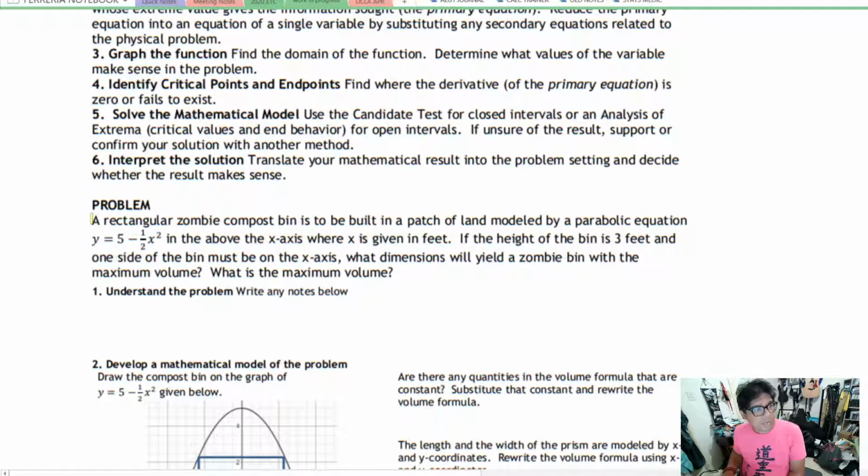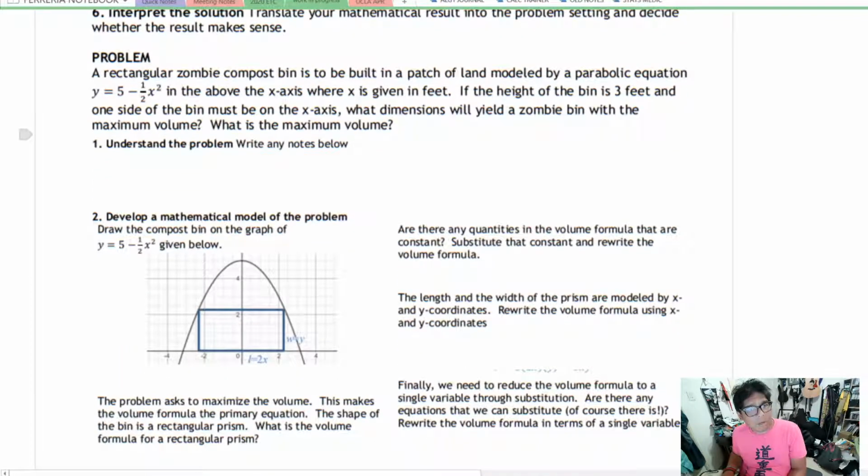Here's the idea. The rectangular compost bin is built on a patch of land modeled by a parabolic equation y equals 5 minus 1/2 x squared above the x-axis, where x is given in feet. If the height of the bin is 3 and one side of the bin has to be on the x-axis, what dimensions will yield a zombie compost bin with the maximum volume?